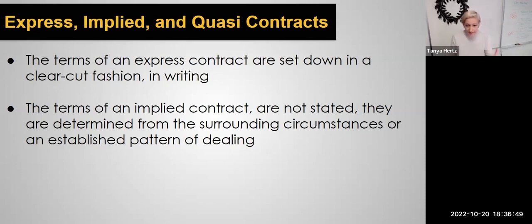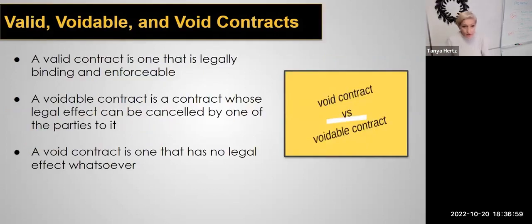There are many circumstances in business where a contract can very clearly be an implied contract and still be an enforceable, valid contract. A valid contract is one that's legally binding and enforceable, meaning we can enforce the terms of that contract. A voidable contract is a contract that could be enforceable, but it could be canceled because one part of that contract maybe isn't right, and so one of the parties could choose to cancel the contract.